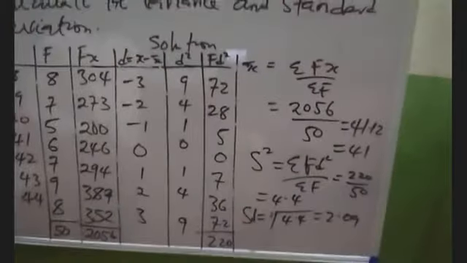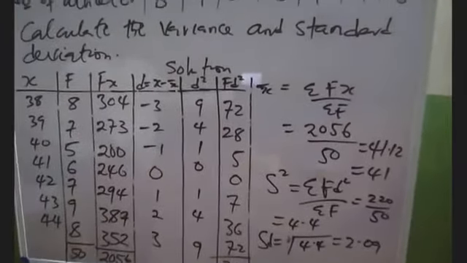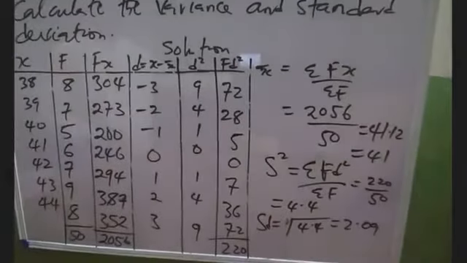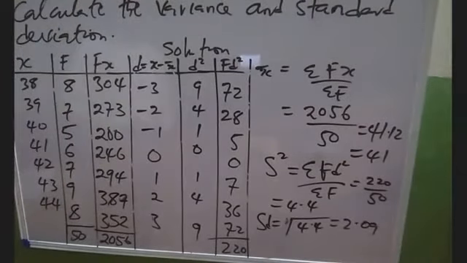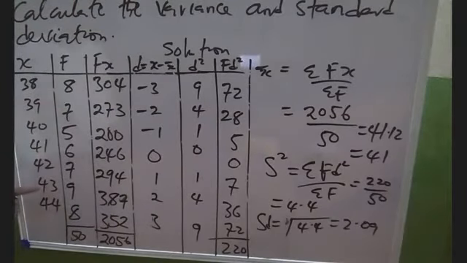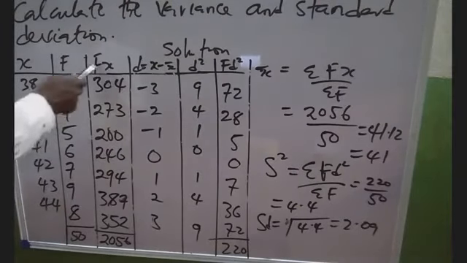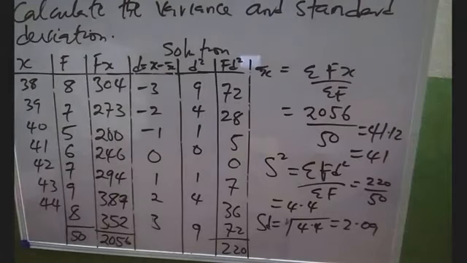Now, look at it. From the table here, our x is the size of shoes. So you have 38, 39, 40, 41, 42, 43, 44. The frequency is the number of athletes, which is 8, 7, 5, 6, 7, 9, 8. Then the first thing we need to do is to find the mean. And to find the mean, you must find fx.